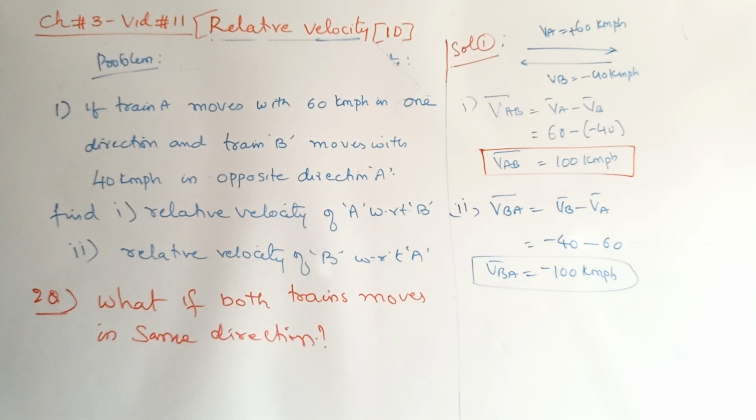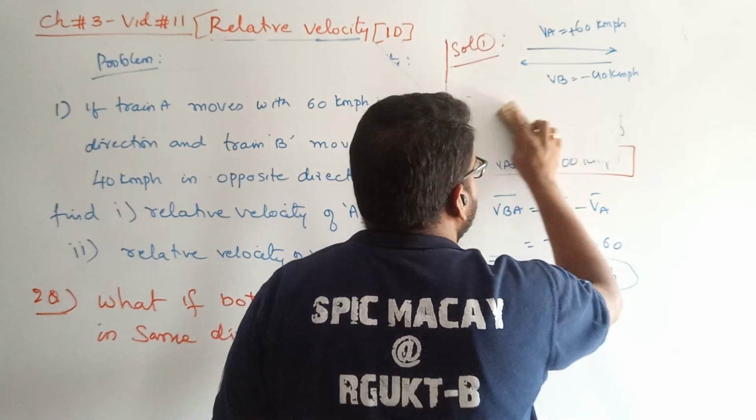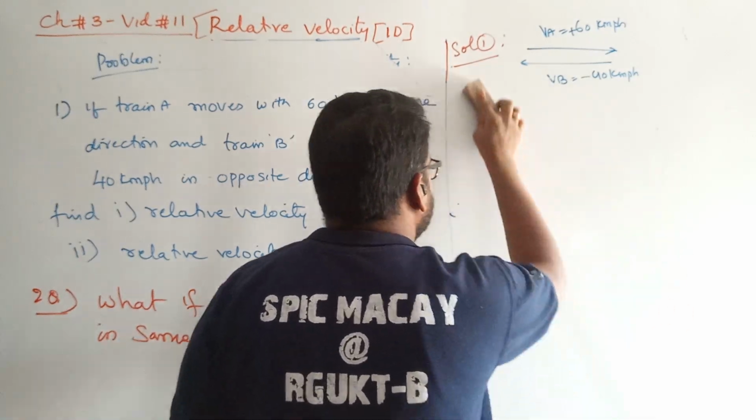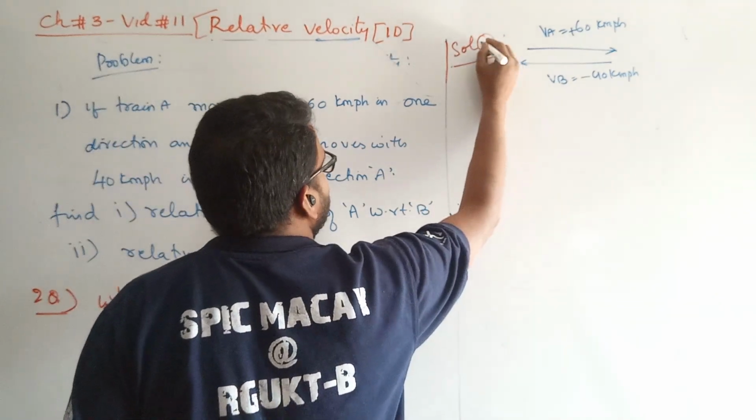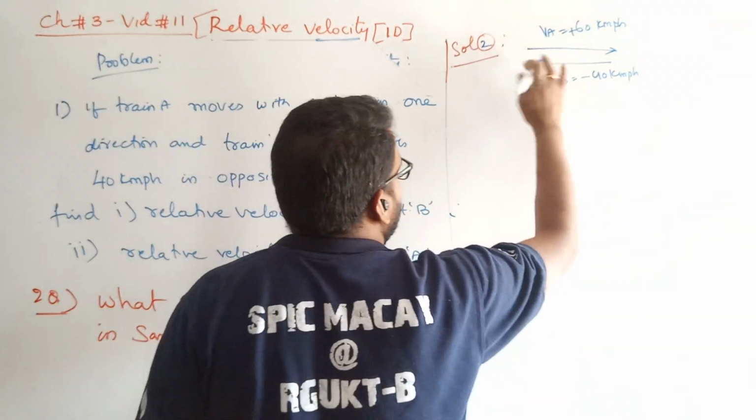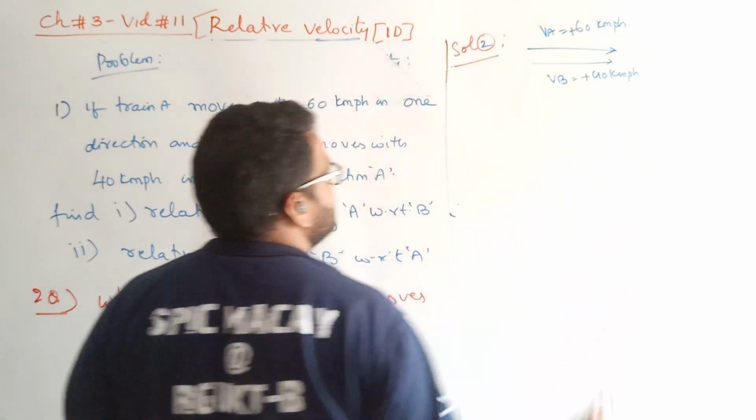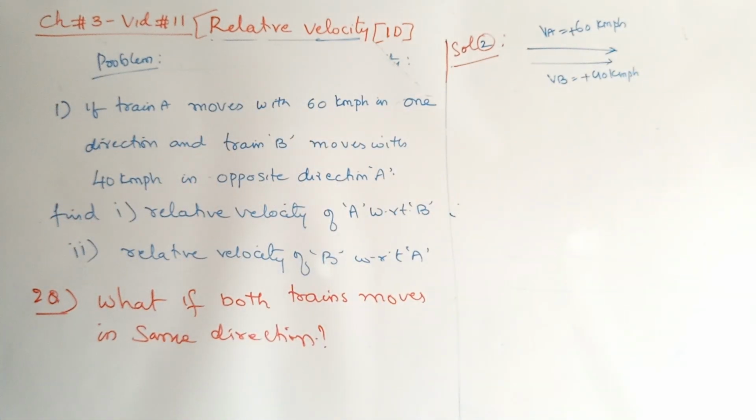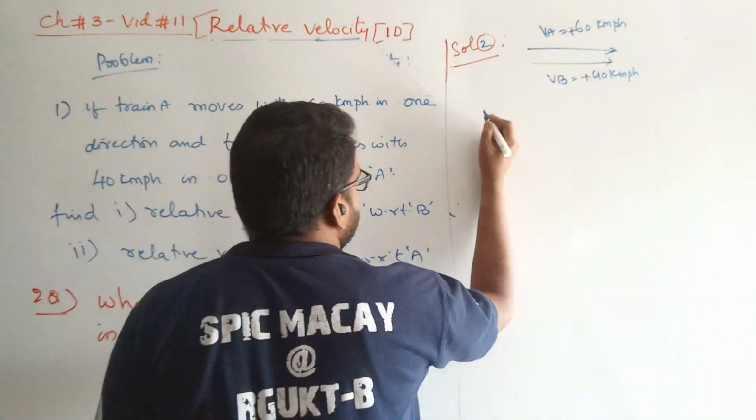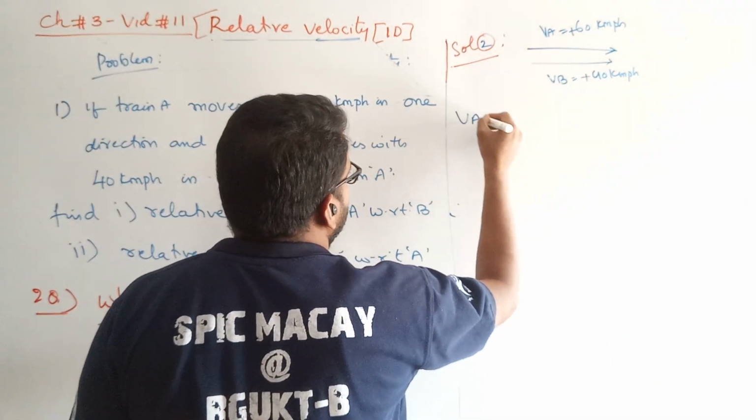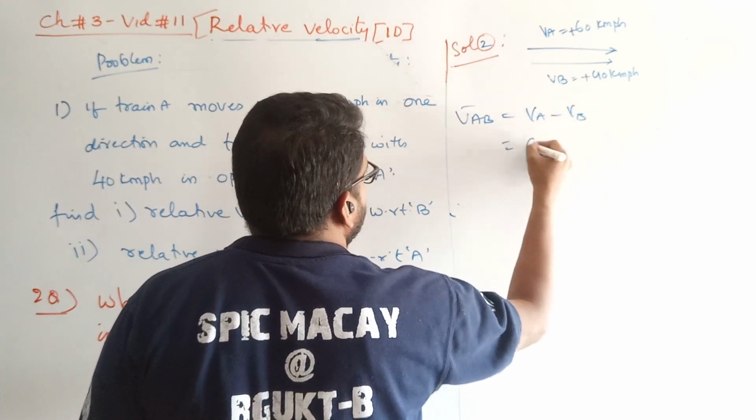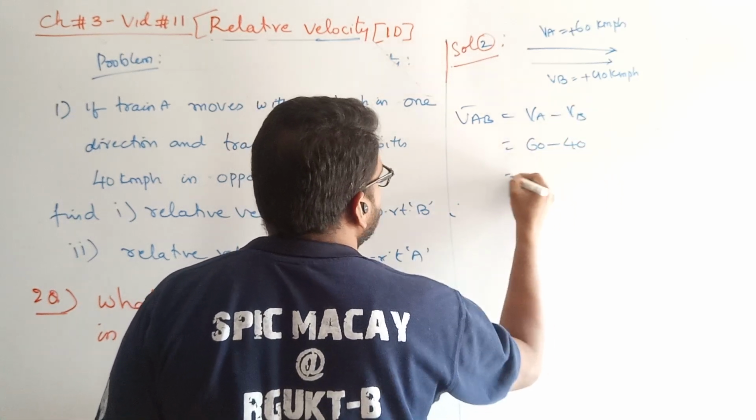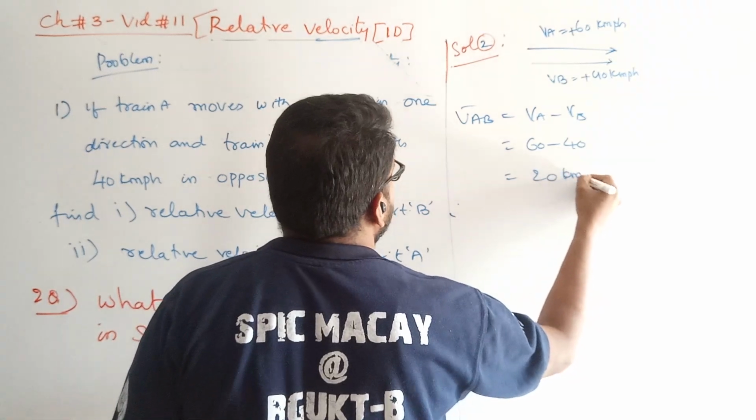I'll just erase this part and solve it here. If both the trains are moving in the same direction, solution 2, I have to remove this and keep this also plus, right? Both are moving in the same direction, both towards right or towards left. VAB is equal to VA minus VB, which is 60 minus 40, equal to 20 kmph.